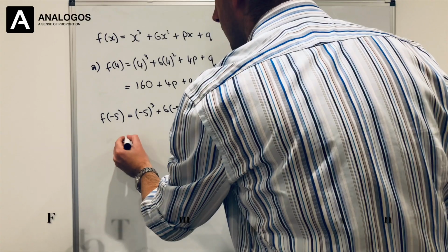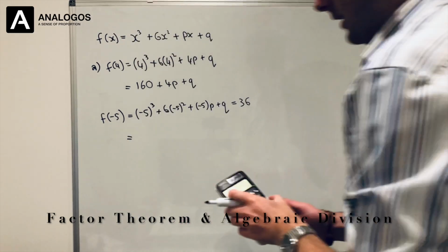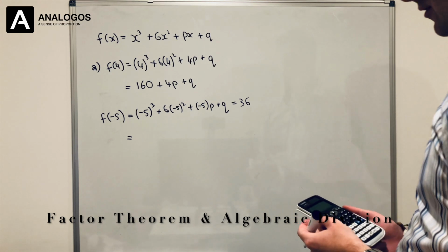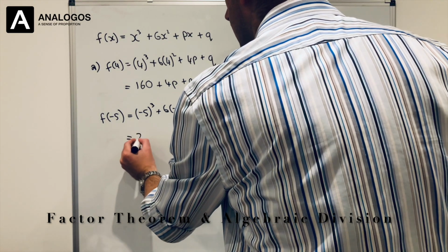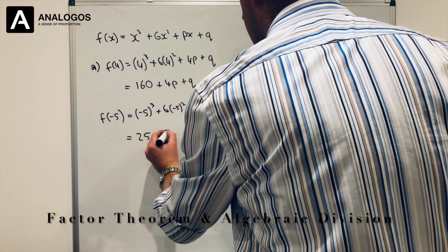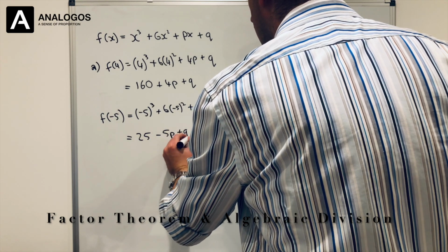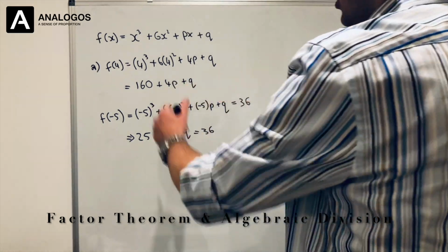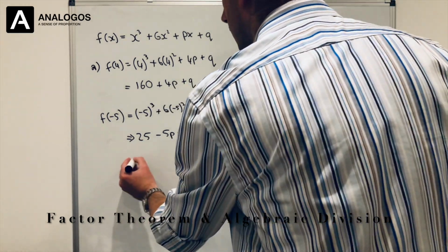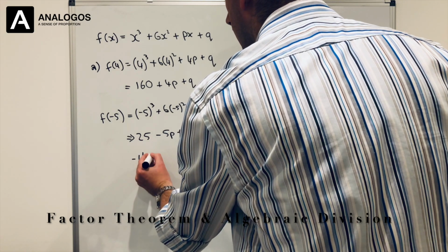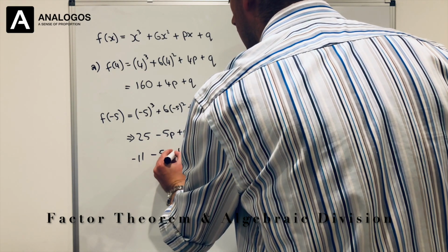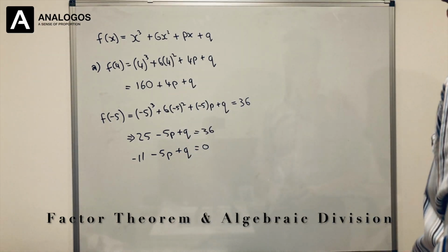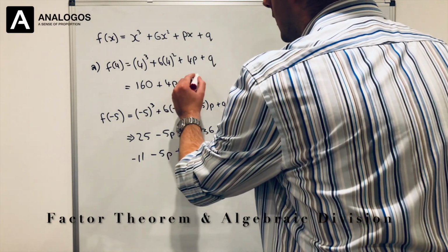But everything else is the same, so if we put that in the calculator, -5 cubed plus 6 times -5 squared will give us 25. So we've got 25 on the left hand side, so 25 minus 5p plus q equals 36. So I take the 36 over here just to have everything on the same side. 25 minus 36 is going to be minus 11 minus 5p plus q equals 0.